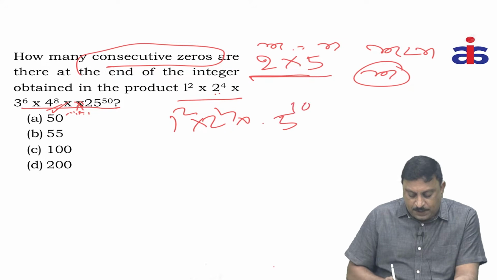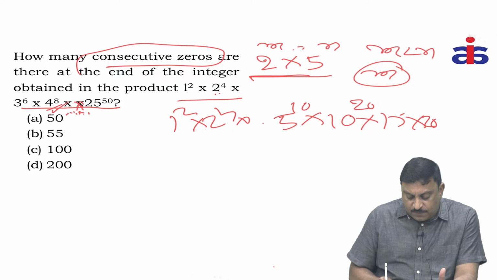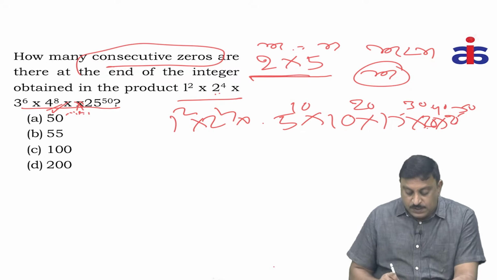5 power 10 into another will come in the 10 power 20, because double, again 15 is there, 20 is there, 25 is there, is it not? So, 15 power how much? 30. 20 power how much? 40. And 25 power already given, that is 50, is it not?